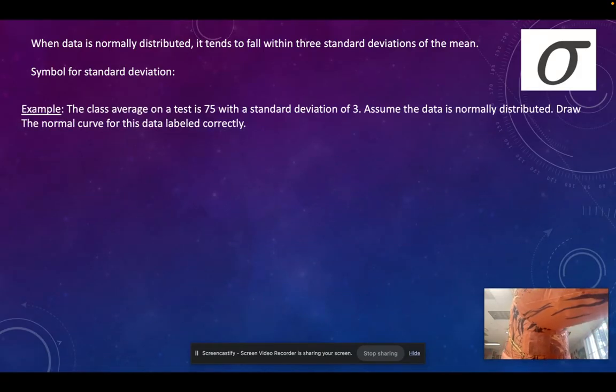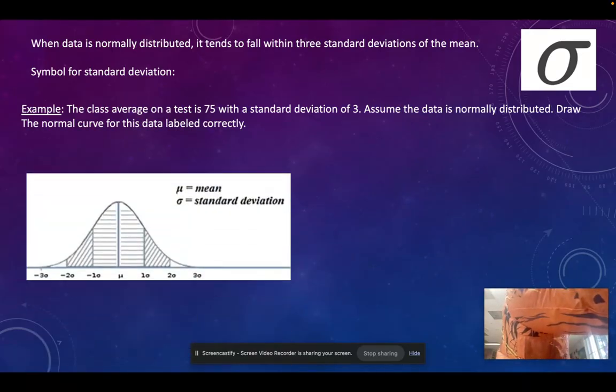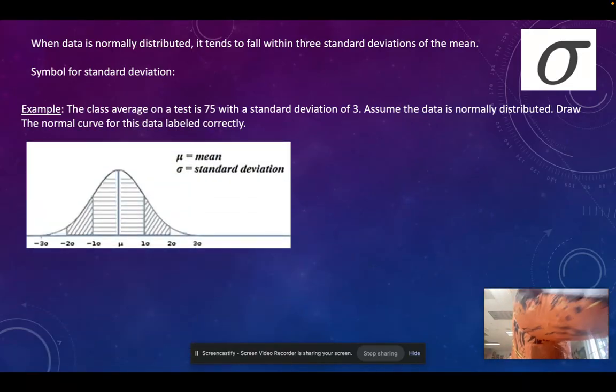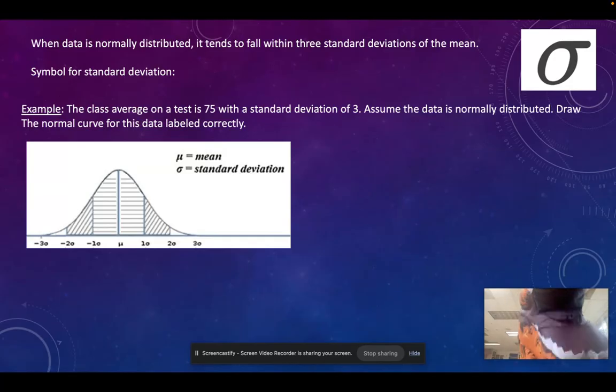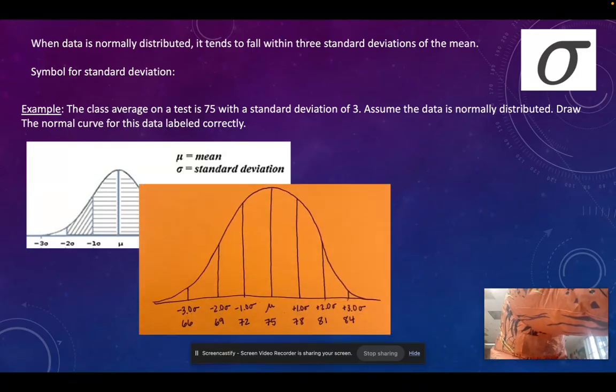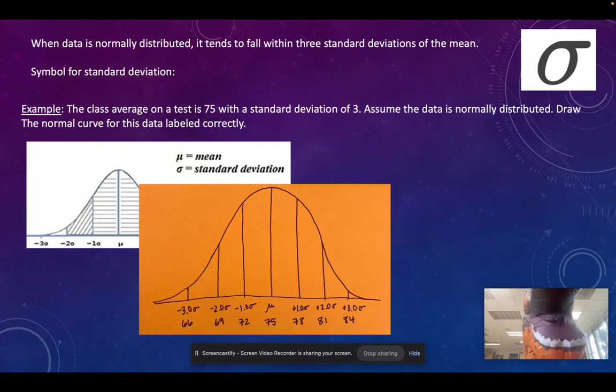Let's just do an example. If the class average is a 75 on a test and you're told that the standard deviation is 3, let's draw the normal curve for this. Here's essentially what it looks like. You go +1, +2, +3 standard deviations to the right, and -1, -2, -3 standard deviations to the left. For this data in particular, the average is right in the middle at 75, and then we add 3 three times to the right, and subtract 3 three times to the left.